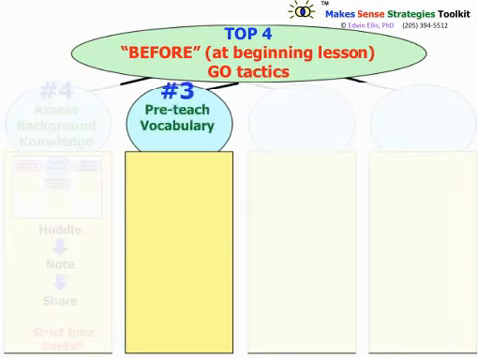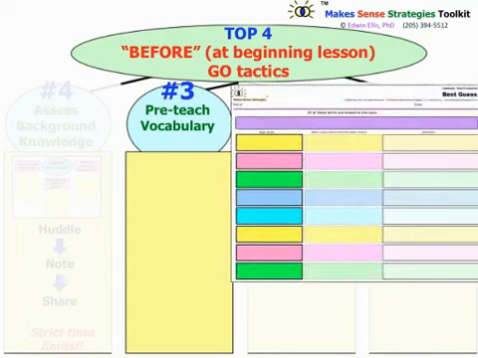And that is to use graphic organizers to pre-teach new vocabulary that students are going to encounter in the upcoming lesson, whether it's a science or social studies lesson or math or whatever. And so this is just an example of one of the many vocabulary smart sheets that are on the Make Sense toolkit. Here's a way of using this.